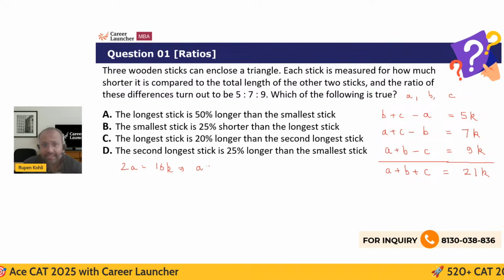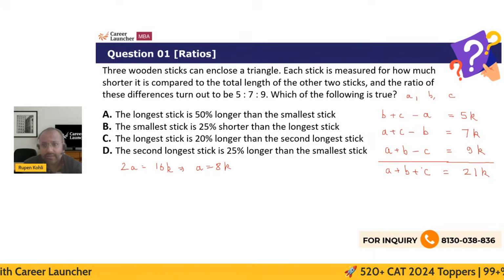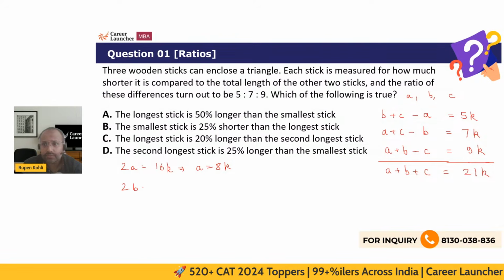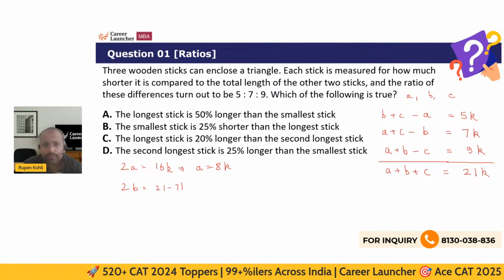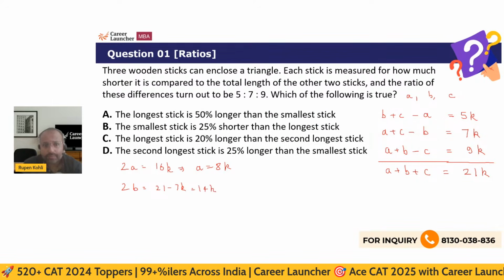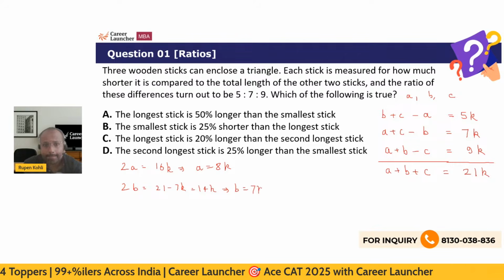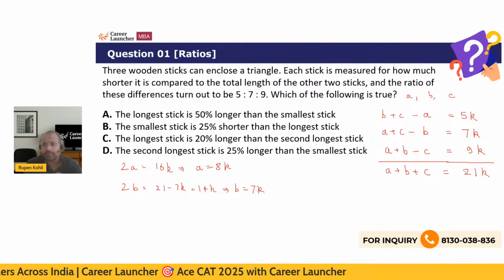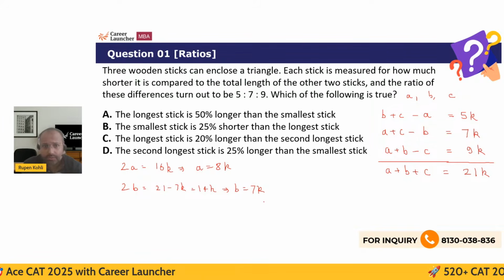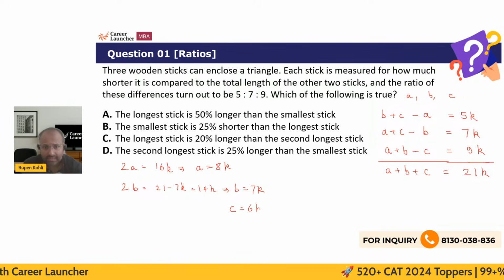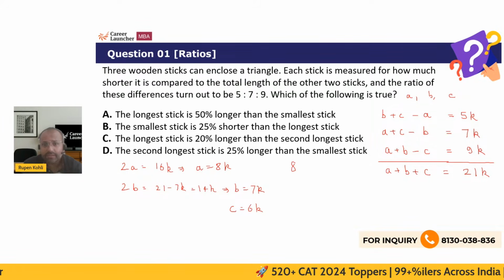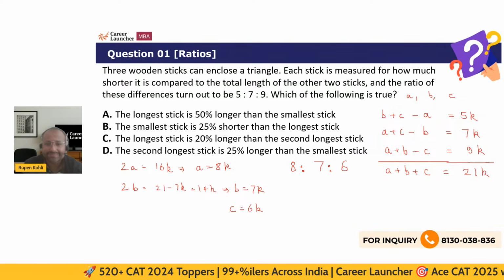So A is 8K. Likewise, taking this result minus the second equation, we get 2B is 21K minus 7K, which is 14K. Therefore, B comes to be 7K. Since A plus B plus C is 21K, and A plus B is 8 plus 7, 15, 15 plus 6 is 21, so C comes to be 6K. So the ratio of the three sides is 8 : 7 : 6. Now, which result is correct?